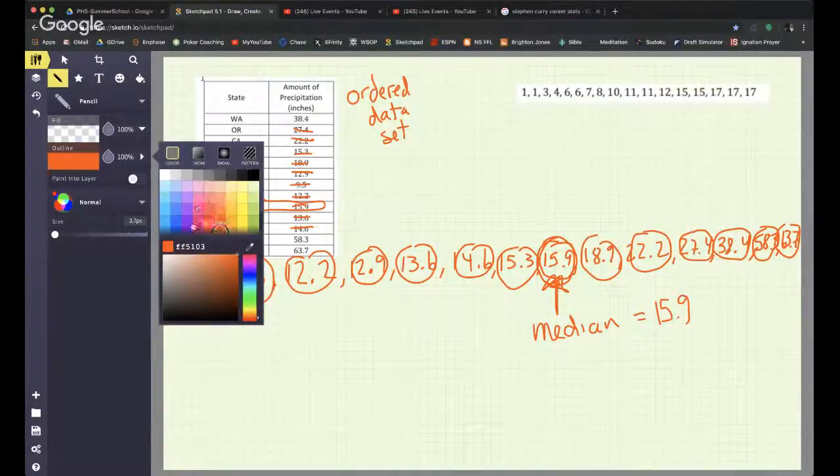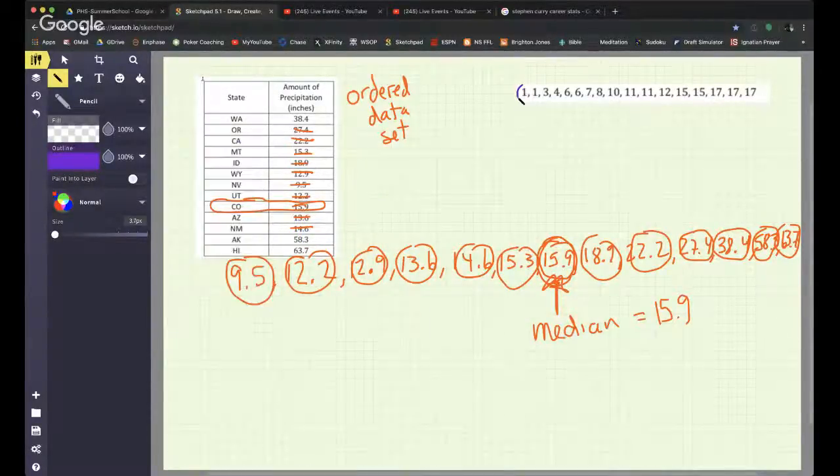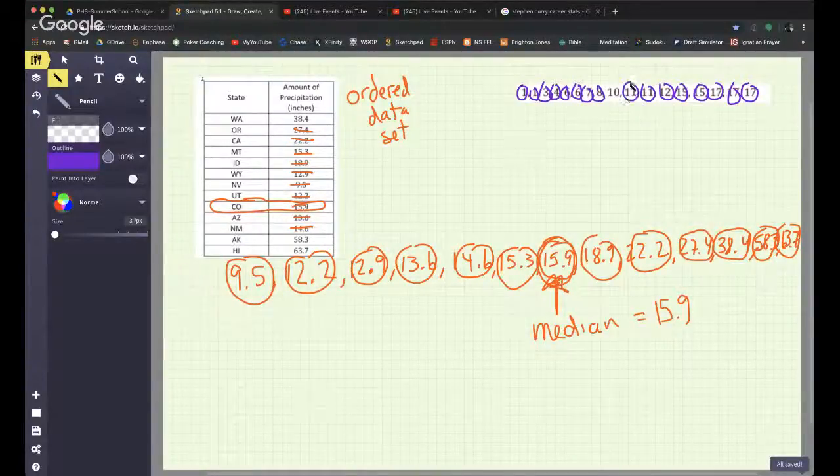All right, kind of cool. It's already ordered for us. So let's just do the same trick. Take off 3, take off the fourth one, take off the fifth one, take off the sixth one, take off the seventh one, take off the eighth one. And so our median is 10. 4, 5, 6, 7, 8. 1, 2, 3, 4, 5, 6, 7, 8. Yep, so 10 is our median.